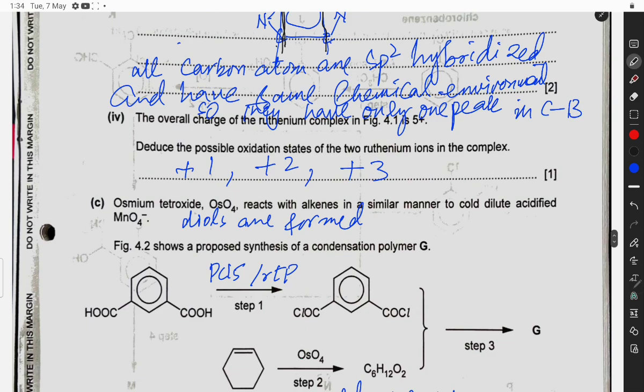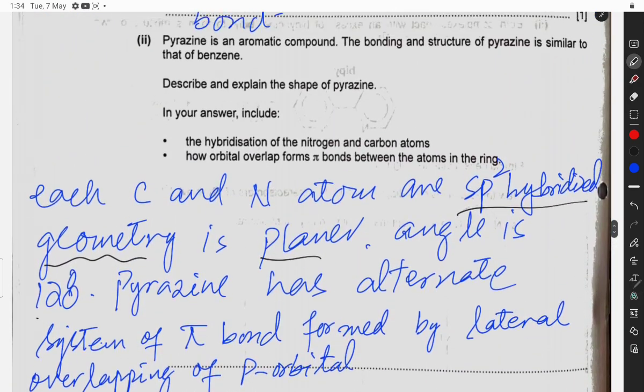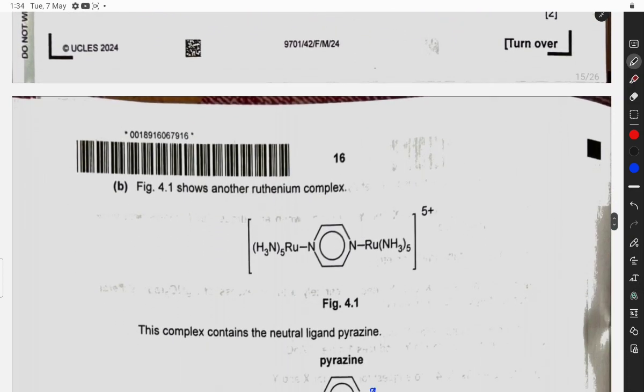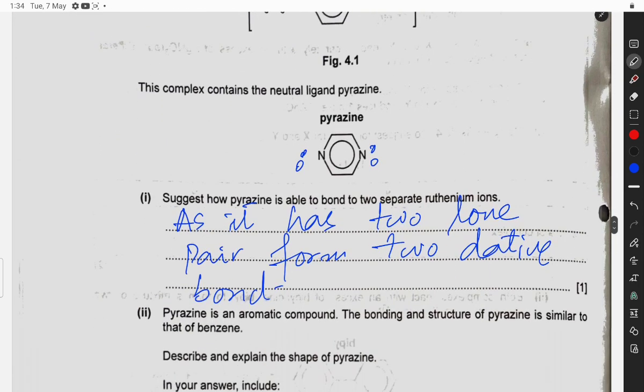The overall charge of the ruthenium complex in the figure is +5. Deduce the possible oxidation states of the 2 ruthenium ions in the complex. It can be +1, +2 and +3. Yes, it can be +1, +2 and +3.